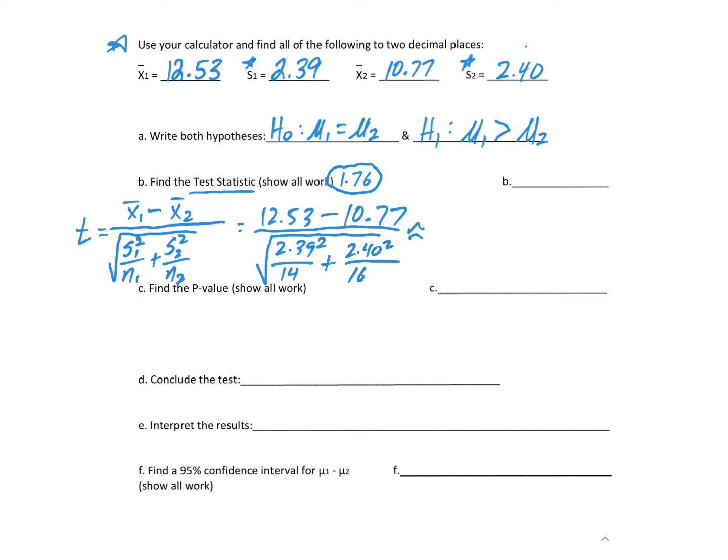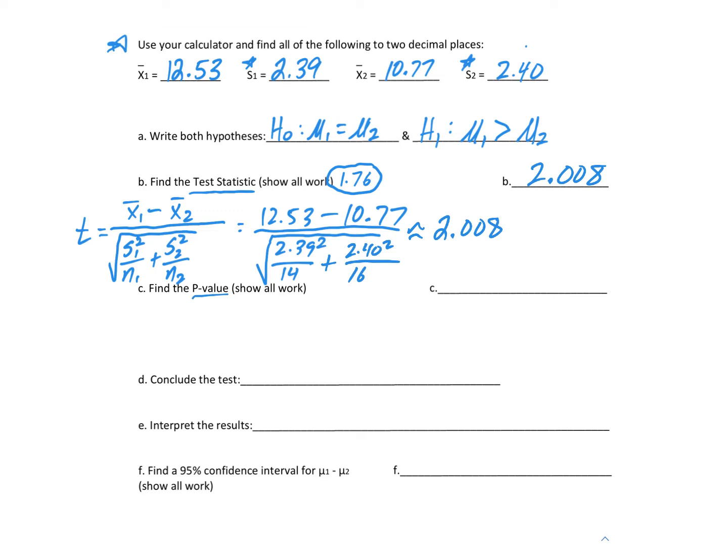If it's a T, you should know you go to 3 decimal places. This yields 2.008. That, ladies and gentlemen, is your test statistic. Now, next question. Find the p-value.